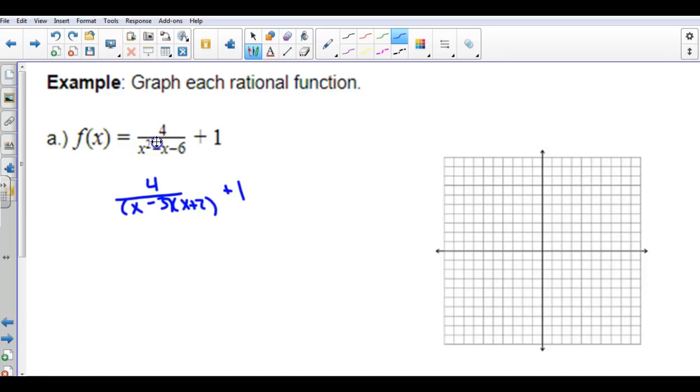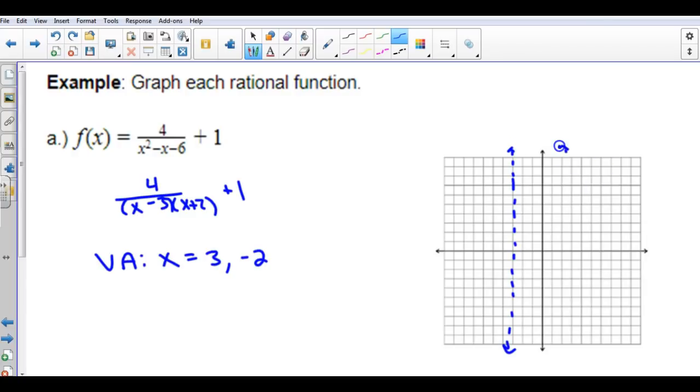So right away on our graph, we can identify that I'm going to have vertical asymptotes at x equals the opposite of this, so positive 3, and the opposite of that, so negative 2. And we can draw those in right away. So go to negative 3 on your x-axis, where it's going to cross here. And that's one of our vertical asymptotes.